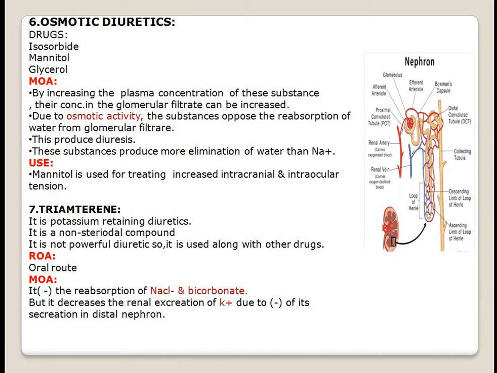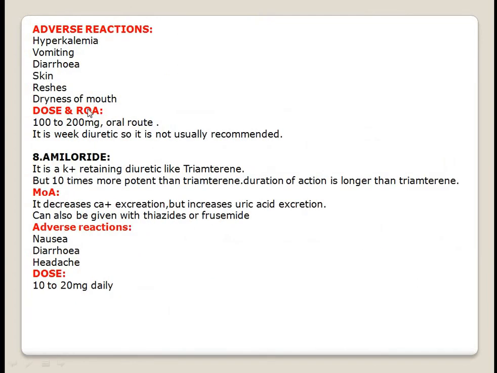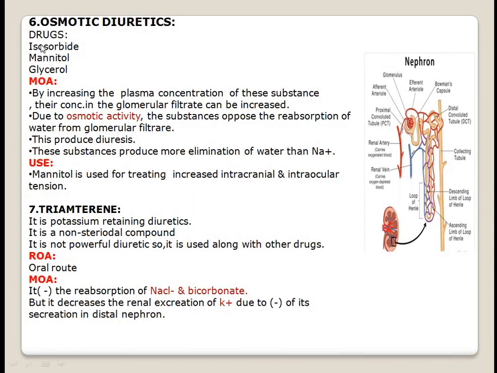Next one is osmotic diuresis. Here the drugs included in these osmotic diuretics are isosorbide, mannitol, glycerol. Okay, these are the drugs. So what is the mechanism of action of these drugs?